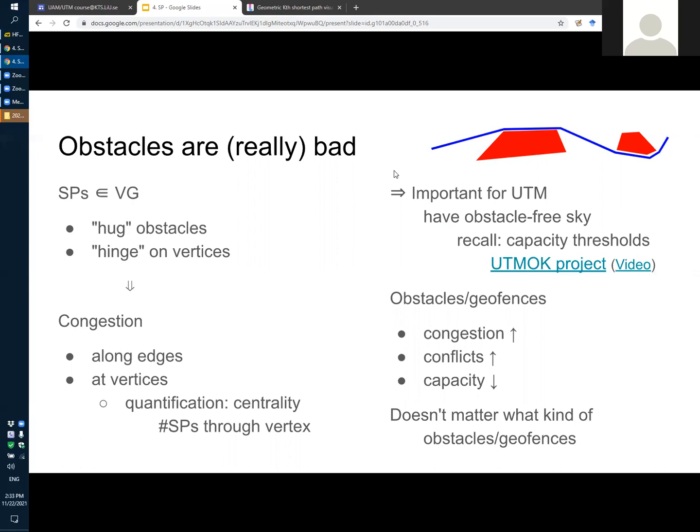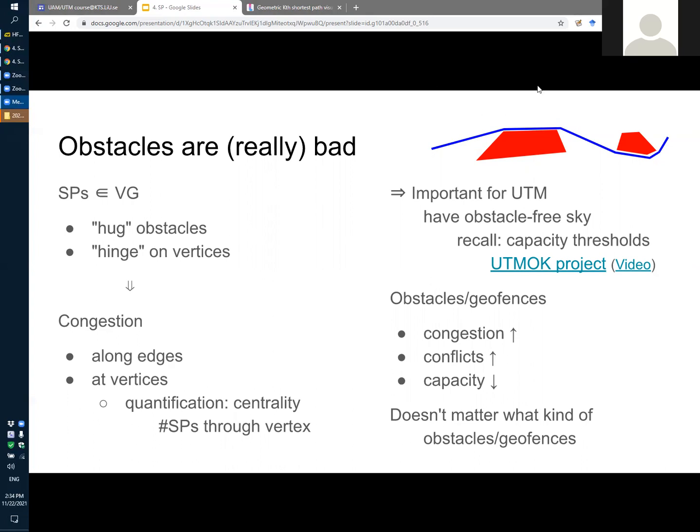But anyway, on a single flight level, you have all this flexibility, lots and lots of free space, but everybody wants to be efficient. Everybody wants to fly the shortest path. And if everybody does, then there is a lot of congestion created along the features, the edges, and the vertices of the visibility graph.